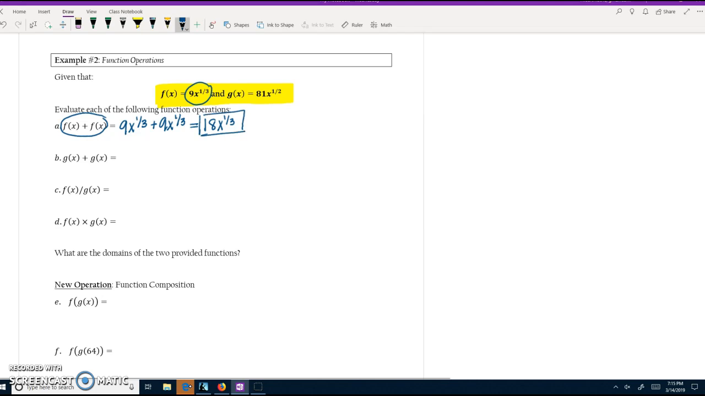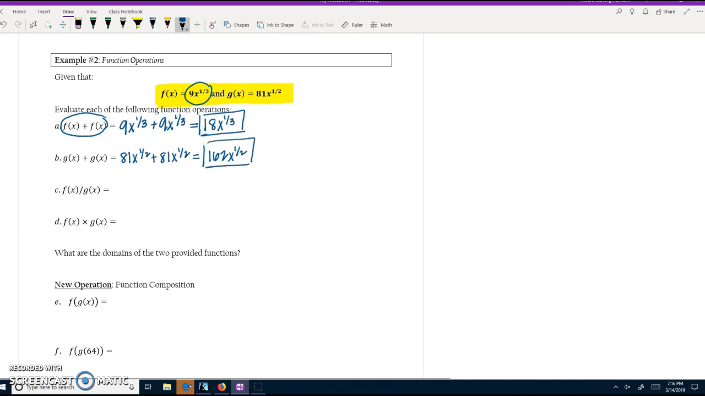For g of x, the operation is going to be really similar. I have an 81x to the 1/2 plus an 81x to the 1/2. So if I add those together, I'm going to get 162x to the 1/2. So just combining like terms.